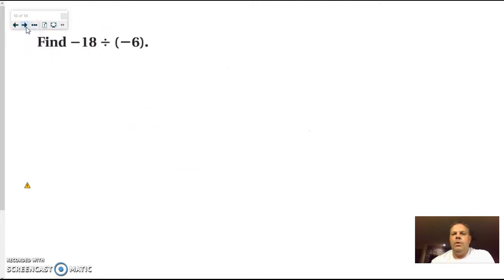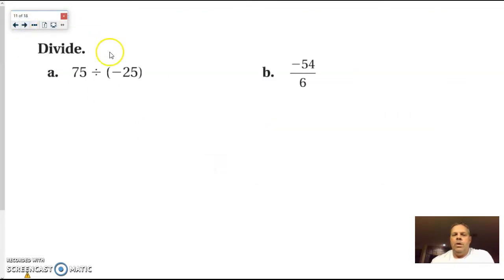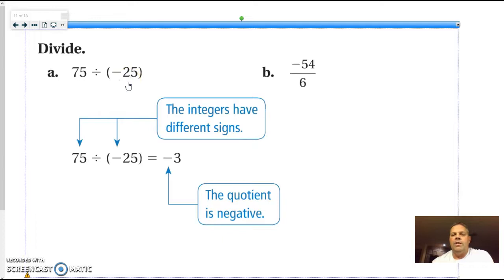In our first example, negative 18 divided by negative 6, we know that the integers have the same signs, so our answer must be positive. The quotient is positive, and our quotient is 3. In this second one, 75 divided by negative 25, the integers have different signs. 75 divided by 25 is 3. Therefore, the quotient is negative, and our answer is negative 3.